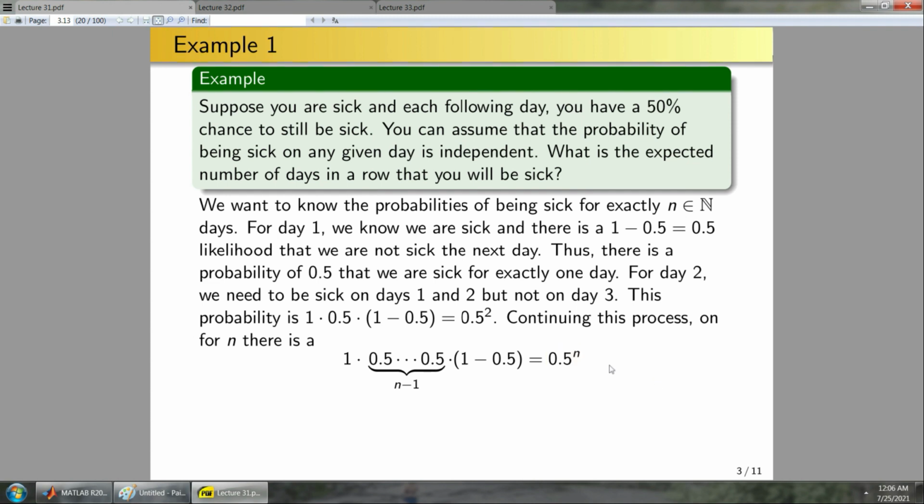So note that this formula here agrees for n equal to 1, right? I had a 50% chance the first day. N equal to 2, I had a 0.5 squared or 25% chance of being sick for exactly 2 days. And so we have this nice continuity where the same formula works. And again, this is the probability of being sick for exactly n days in a row.